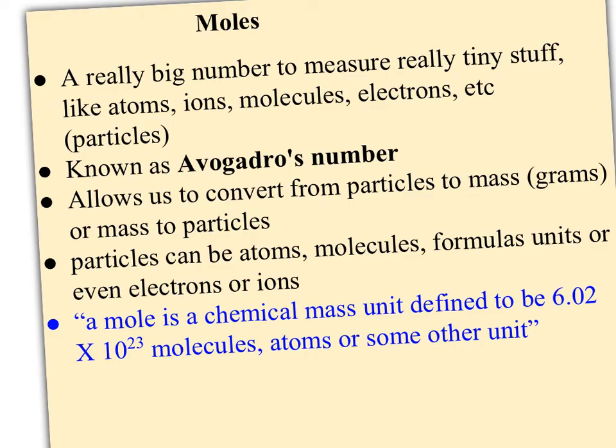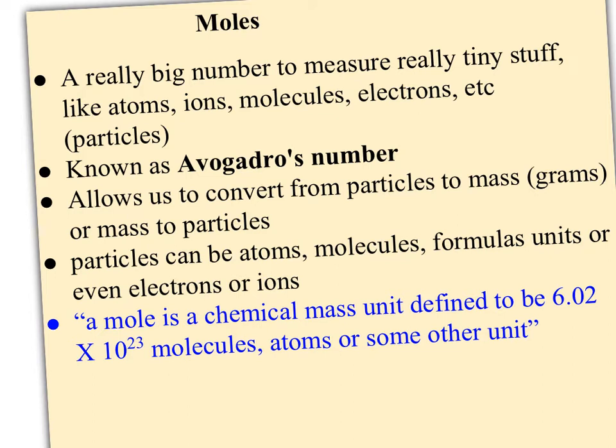So in science, we use a unit called the mole, and the mole is often even referred to as a chemist's dozen. Just like a dozen or 12 of something helps organize and count things more quickly than counting them one at a time, a mole counts lots of particles at once. So it's a really big number to measure really tiny stuff like atoms or ions or molecules or electrons.